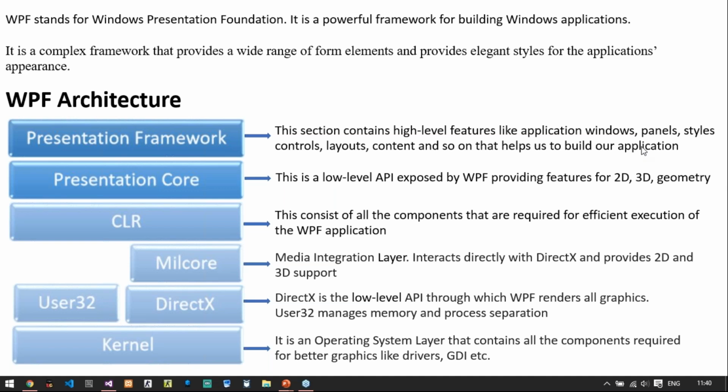In the WPF architecture, the first layer is the presentation framework. It mainly deals with high-level features like application window, panel, style, controls, layouts, content. All those components that are used to enhance the appearance of your Windows application are available in this particular framework.